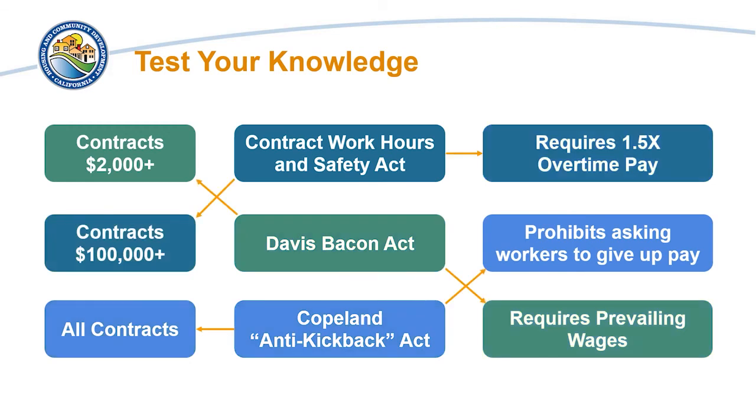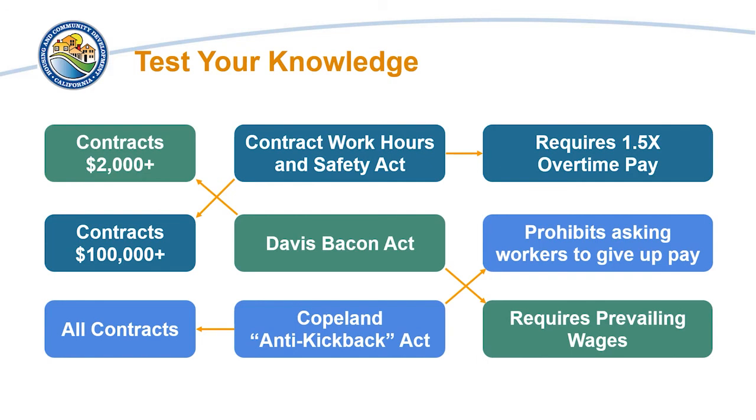Here are the answers. How'd you do? The Contract Work Hours and Safety Standards Act requires overtime pay for hours worked over 40 hours per week and is required for federally funded construction contracts valued at $100,000 or more.